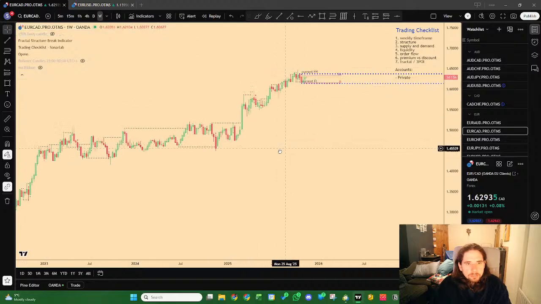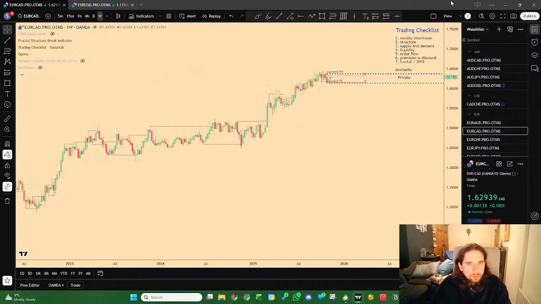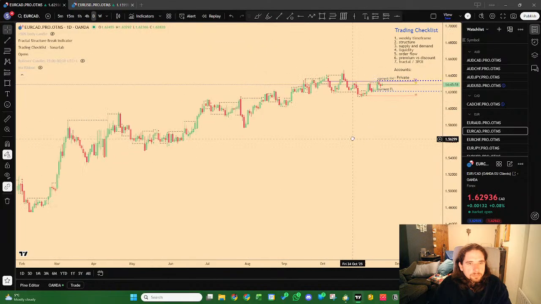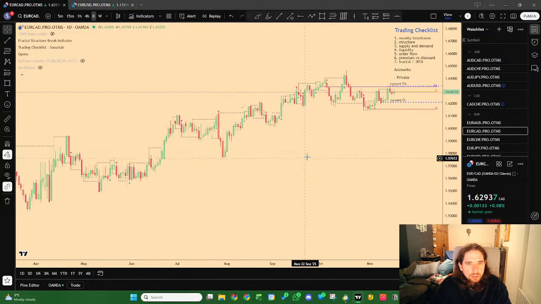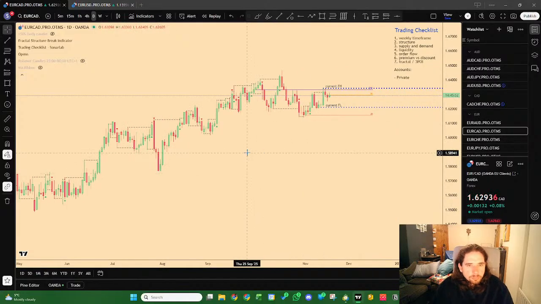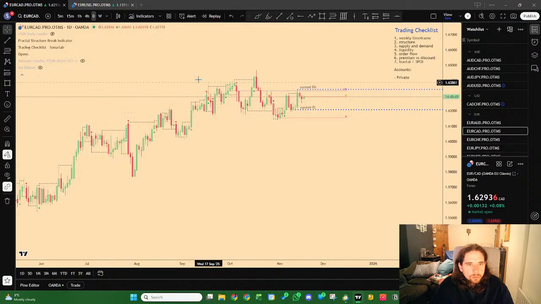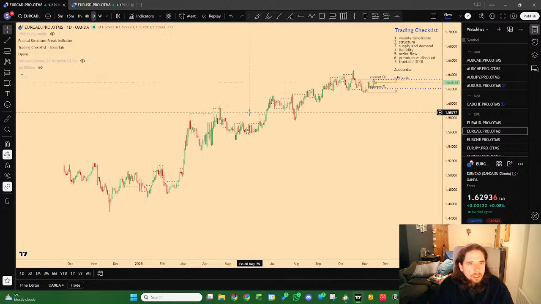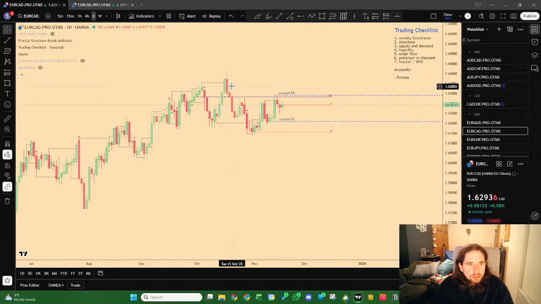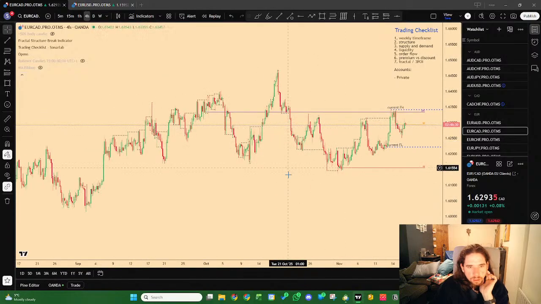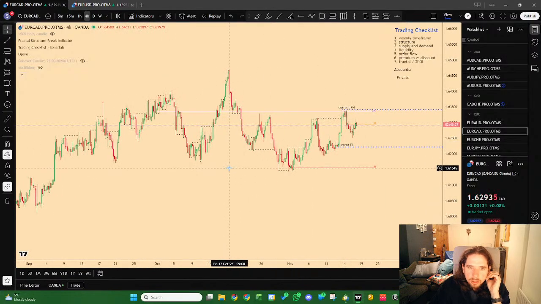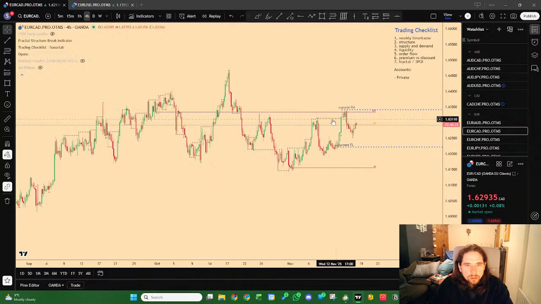So EuroCAD on the weekly time frame, we're bullish. Daily time frame, we're bullish. We've sort of got stuck in this area. We've hit a high and we've broke structure there, and now we're just accumulating in this area. The 4 hour time frame, you would say that we've probably just gone bullish.